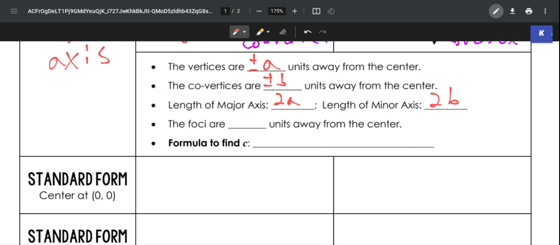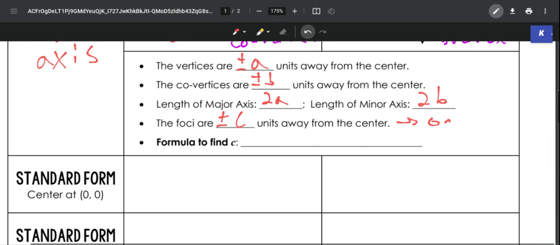The foci are going to be plus or minus C units away from the center. And remember, the foci will always be on the major axis. So it's going to be on the major axis. That way we don't confuse anything.